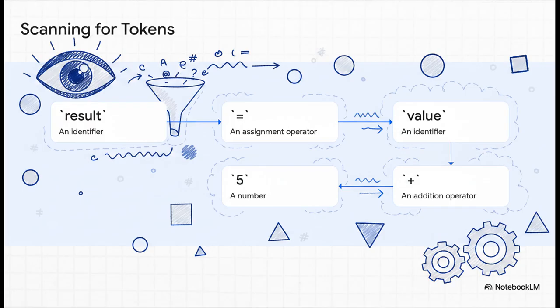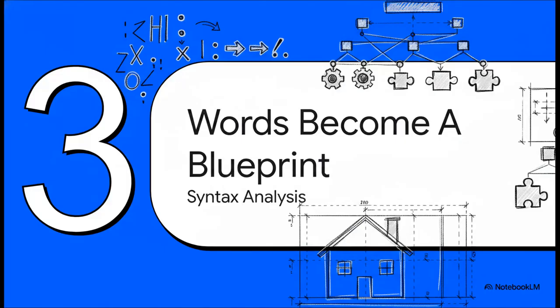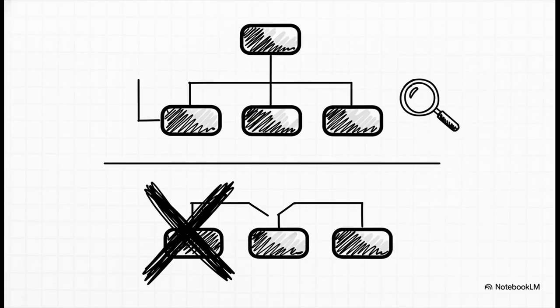All right, so the compiler has its words, but just like in English, a pile of words isn't a sentence, right? You need grammar. So the next step is to figure out how these words actually fit together. It needs to build a blueprint. This part is called parsing, or syntax analysis, and honestly, it's a lot like diagramming a sentence back in English class. The compiler is basically checking our grammar. It makes sure the tokens are in an order that makes sense, according to the language's rules. If we wrote something like 5 equals value, for instance, the compiler would throw an error, because that's just not grammatically correct in most languages.